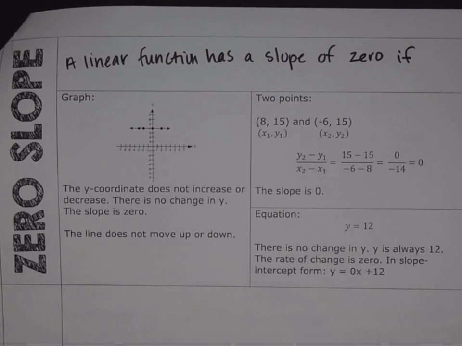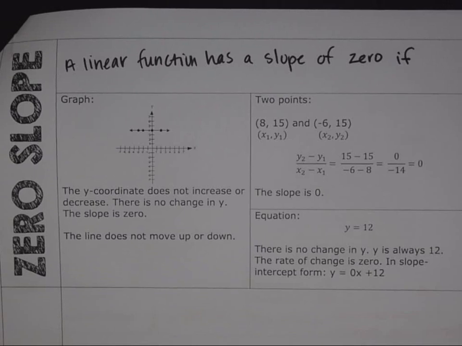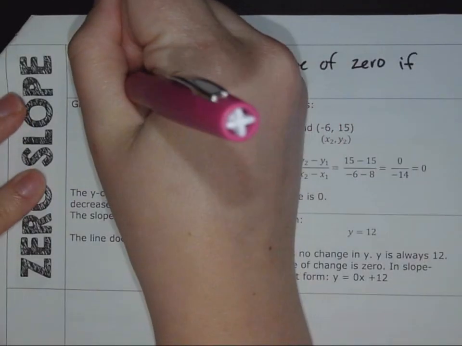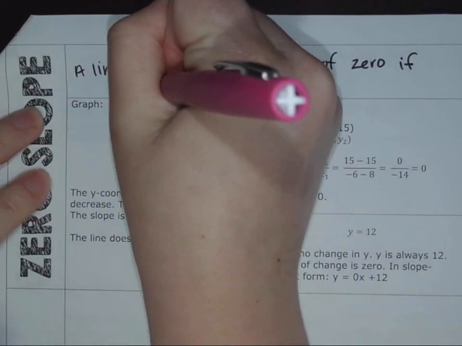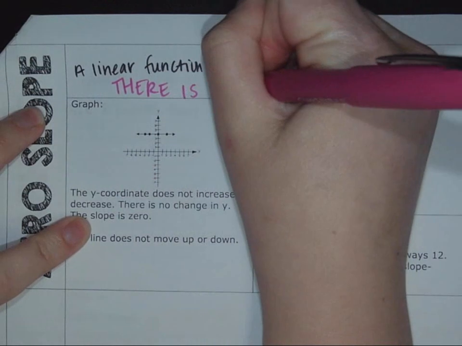So now that we've talked about slope from a graph, a slope from 2 points, or an equation, let's talk about how those might look if you have zero slope and undefined slope. A linear function has a slope of 0 if there is no change in y.